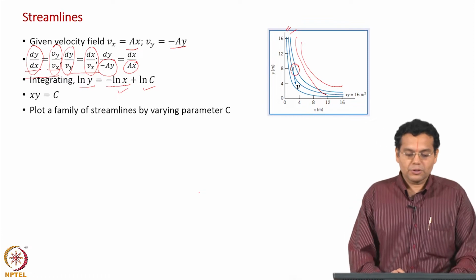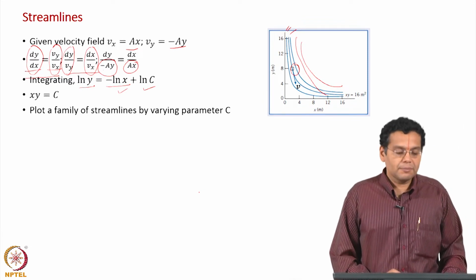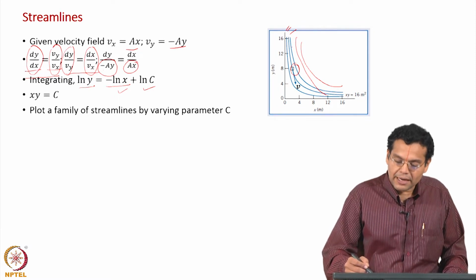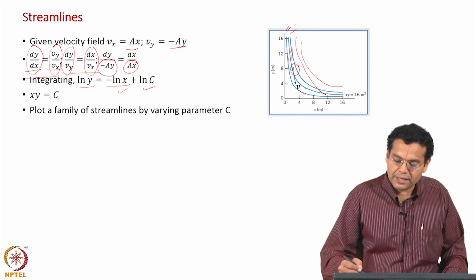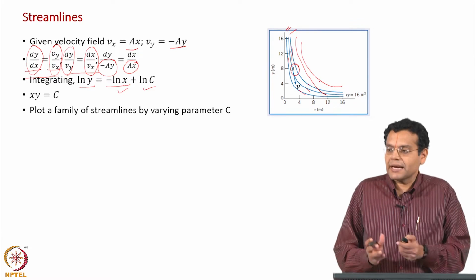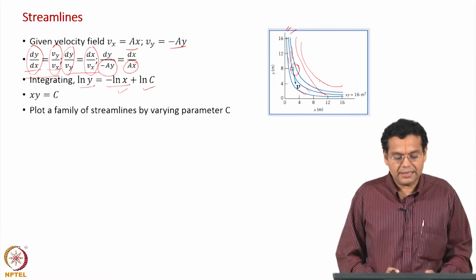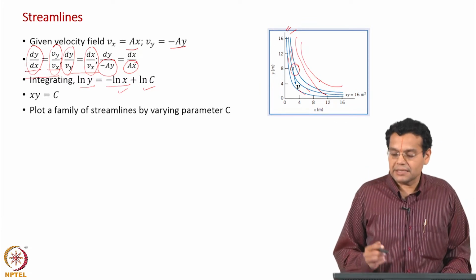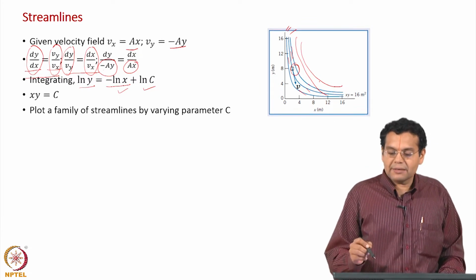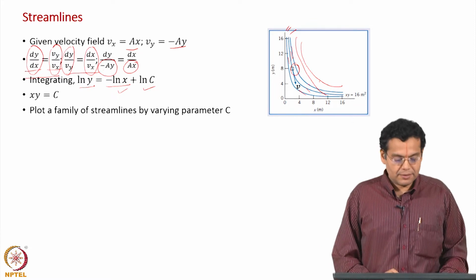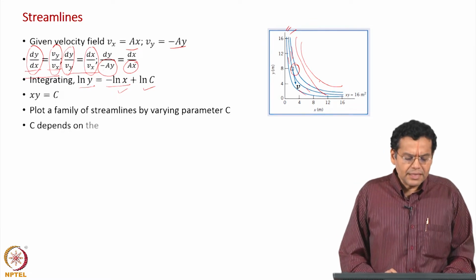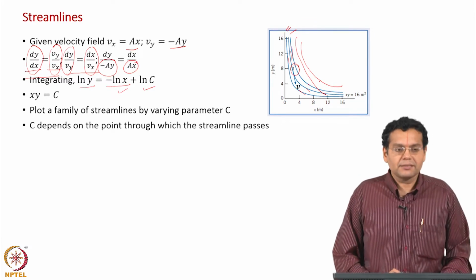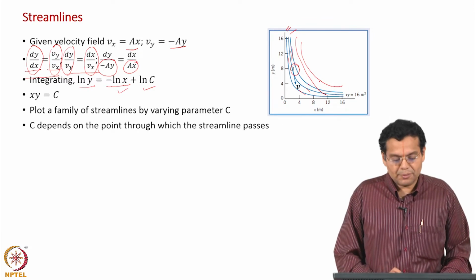Now, plot a family of streamlines. Remember, when you draw several streamlines, you can draw tangents to all the streamlines at different locations, and get the velocity field in the entire region, velocity vectors in the entire region. So, plot a family of streamlines by varying parameter c. For one streamline you have one value of c. Now, c depends on the point through which the streamline passes, in this particular case (2, 8).